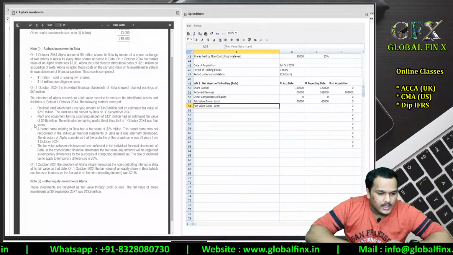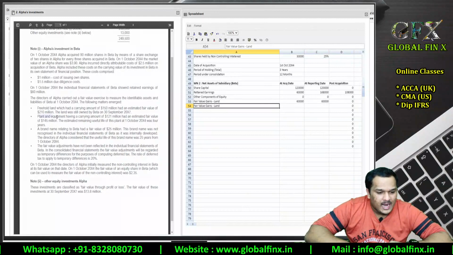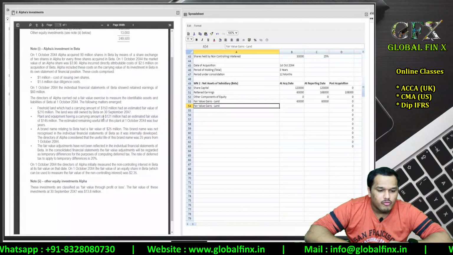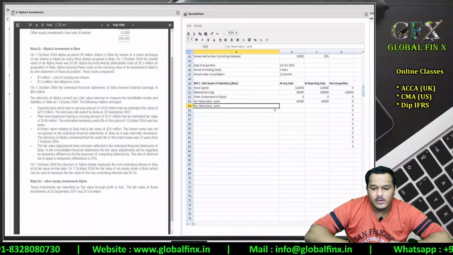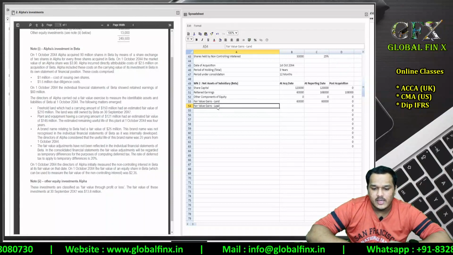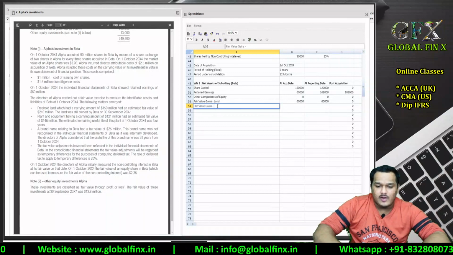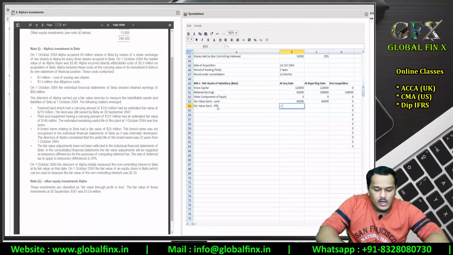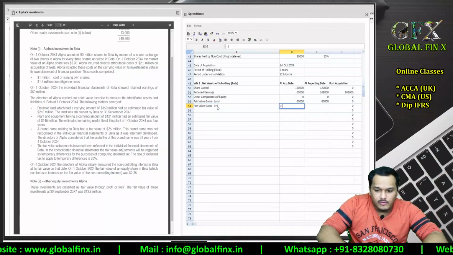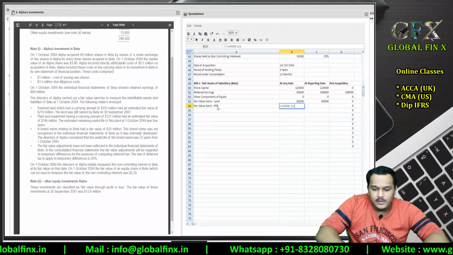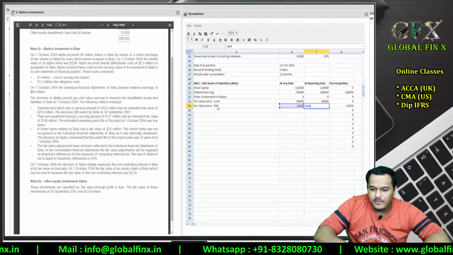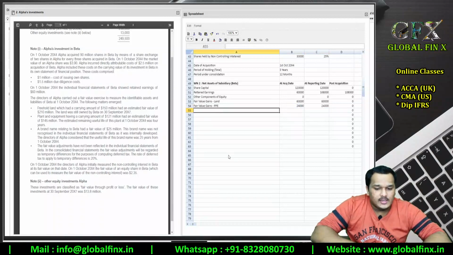So next one is plant and equipment having a carrying amount of 121 million and an estimated fair value of 145 million. So this second adjustment is again a revaluation gain. Instead of land, it is property, plant and equipment. 145 million minus 121 million, so that's 24,000 revaluation gain.